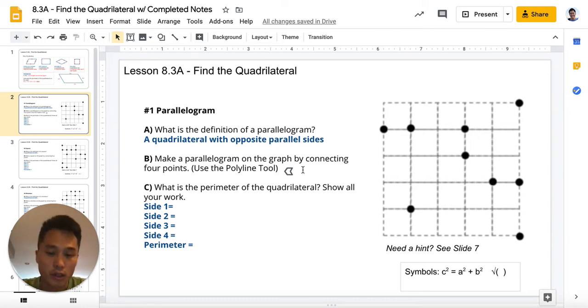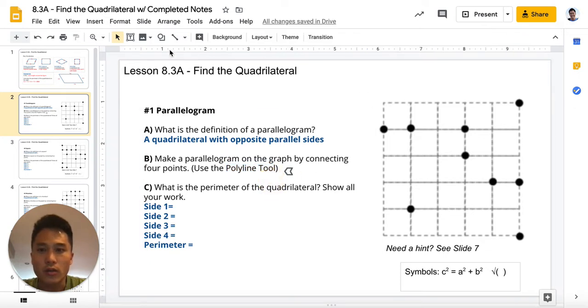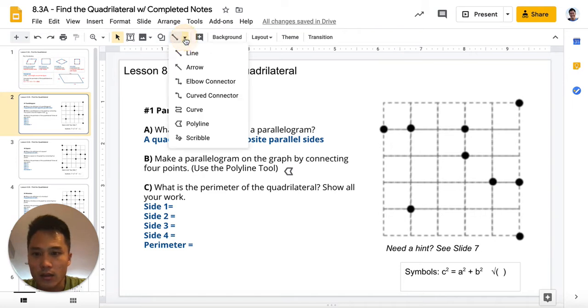To do that, you can do this work by printing it out and taking a picture of it, or you can do it on the computer. If you're doing it on the computer, I want you to use what's called the Polyline Tool. To get to the Polyline Tool, you're going to go here, where it says line, click the little arrow, and then you can scroll down to find this one here, Polyline.